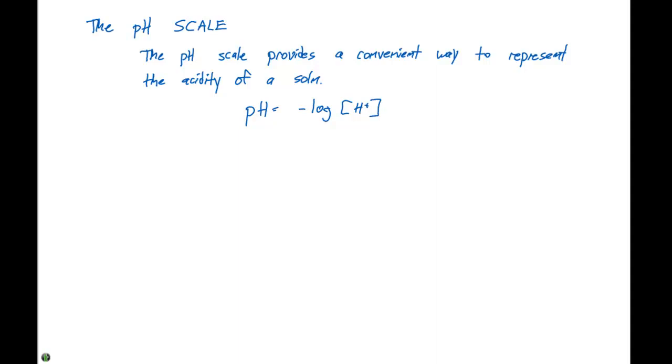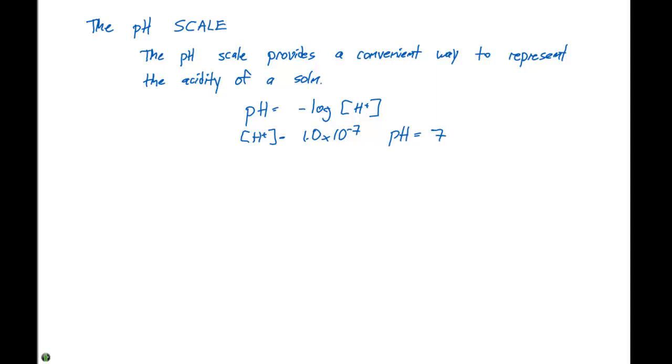And we use a logarithm here because typically we have very, very, very small concentrations of either H plus or OH minus. So if our H plus concentration is 1.0 times 10 to the minus 7, then our pH is going to equal 7. Okay.